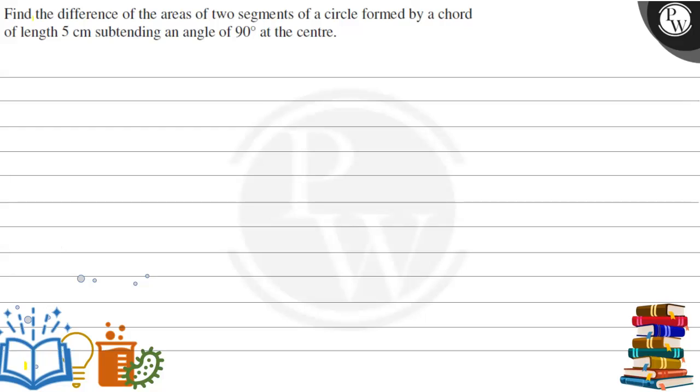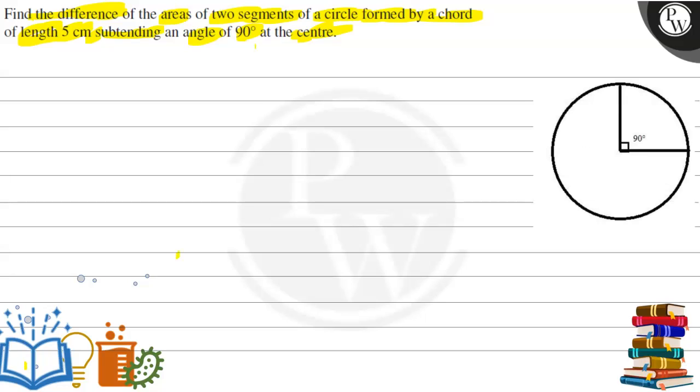So the question says: find the difference of the areas of the two segments of a circle formed by a chord of length 5 centimeters subtending an angle of 90 degrees at the center. So we are given a circle with a chord of 5 centimeters, and at the center an angle of 90 degrees. So let's take a diagram. So here we have a figure.